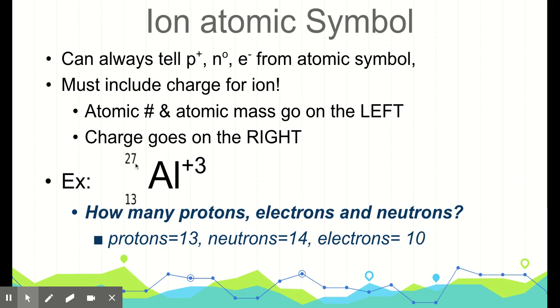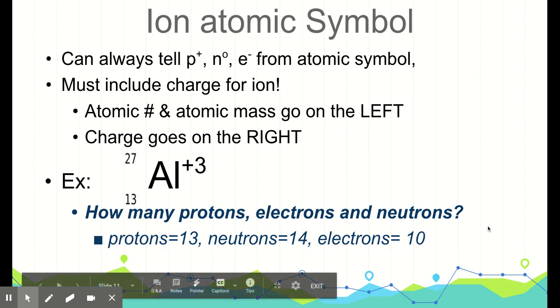On the top left, we're going to have the atomic mass, and then the bottom left, we're going to have the atomic number. Now we're adding on this charge. This one's given to you, okay? So you have a charge of +3. So how many protons, electrons, and neutrons does that mean you have?